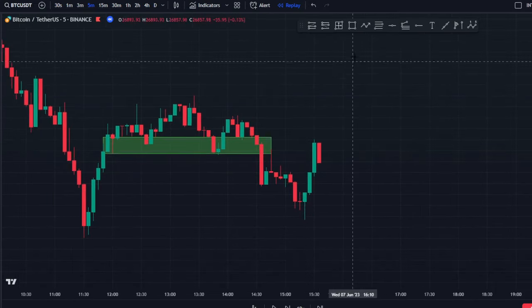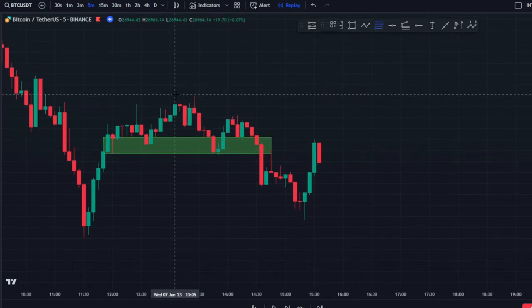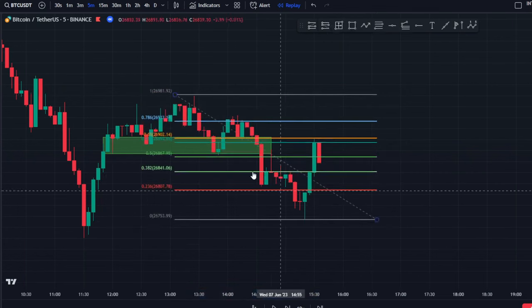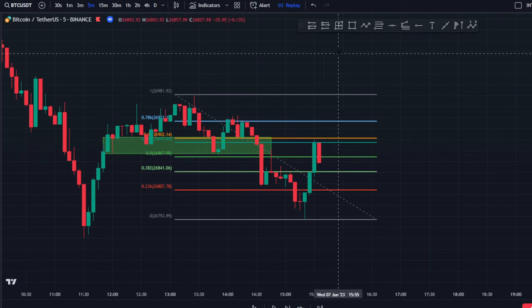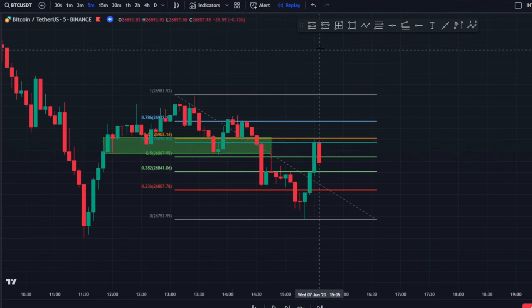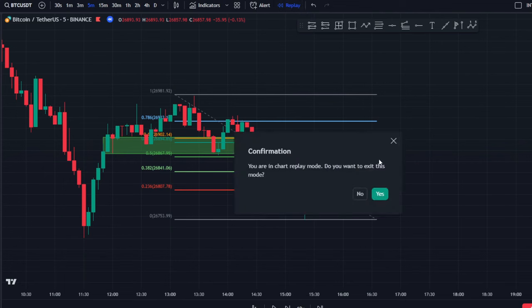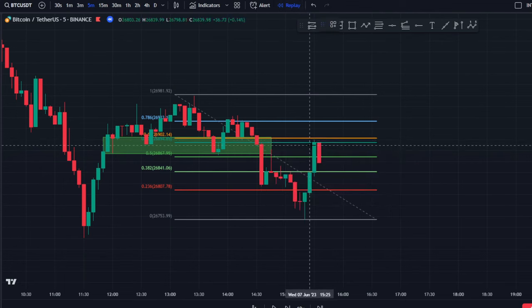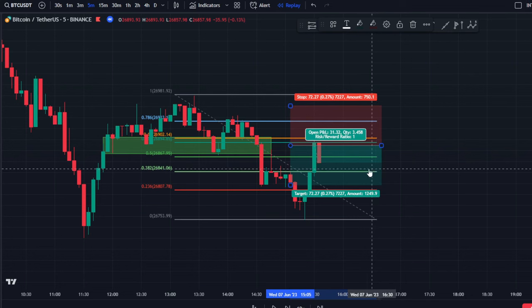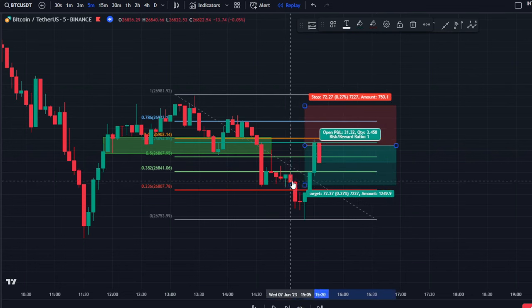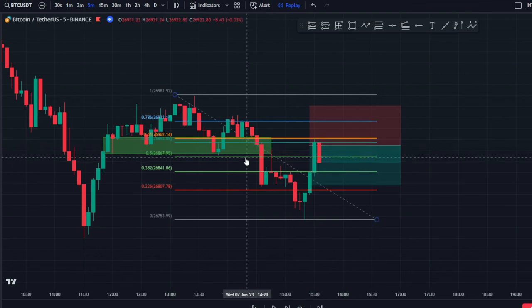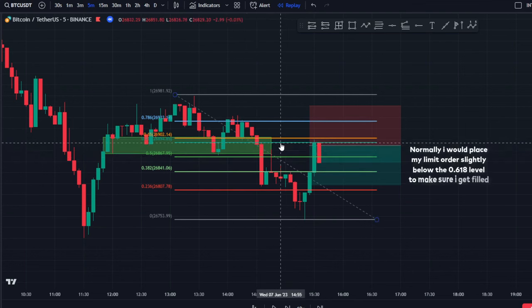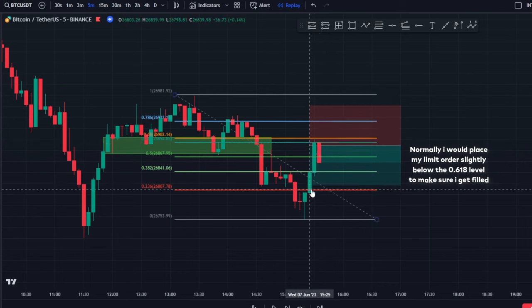You want to place your Fibonacci retracement from the previous higher high to the lower low and see which level aligns with the area of support. In this case, the 0.618 level aligns perfectly with the area of support. So I'm going to place my entry level right there, where your sell limit order should be. Basically, you want to place a limit order at the same area of support and the 0.618 level so that you have a sell order right there.